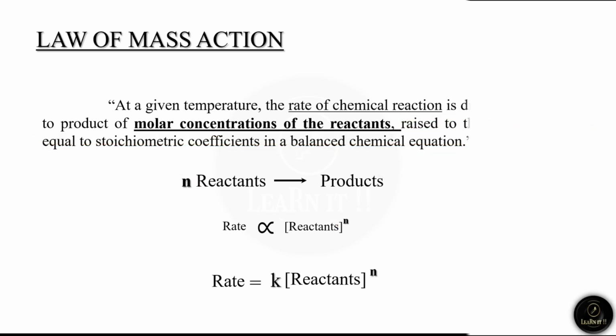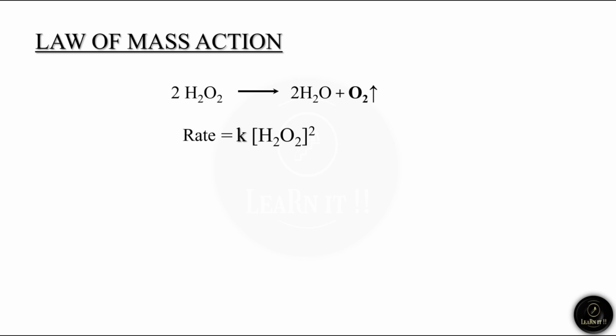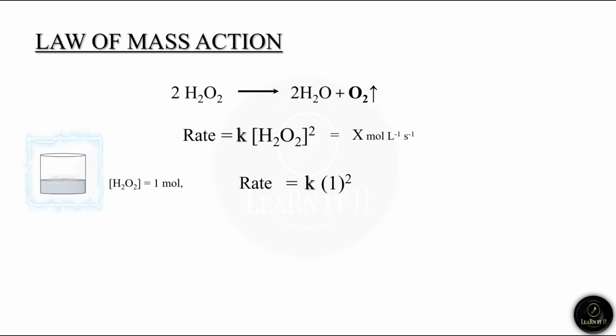This is why the rate law for decomposition of hydrogen peroxide is: rate equals K into the square of the concentration of hydrogen peroxide. Let us analyze this rate equation. Consider rate equal to x moles per liter per second. It means if we take hydrogen peroxide 1 mole, then rate is equal to K into 1 square, that is equal to x moles per liter per second.